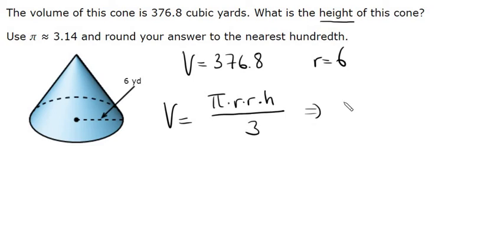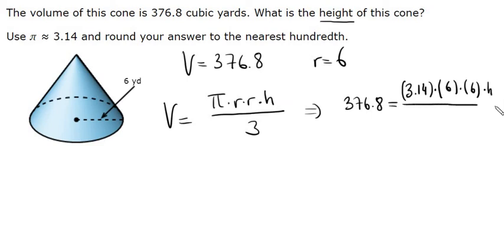So the volume is 376.8 divided by pi is 3.14. I'm going to use brackets. You don't have to use them, but let's just use brackets. So the radius is 6 times 6. And the height, we don't know what the height is, divided by 3. So just remember the previous example. We can write this as 376.8 divided by 1. And we can do the cross multiplication. This numerator by this denominator.